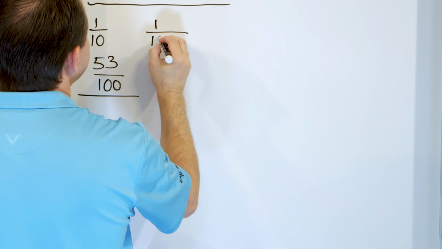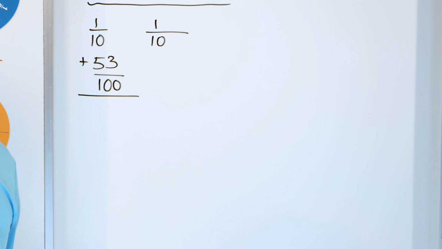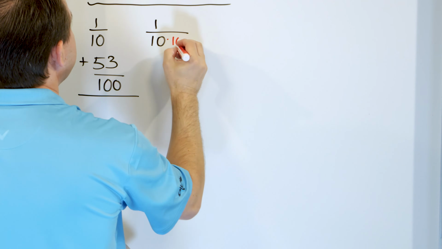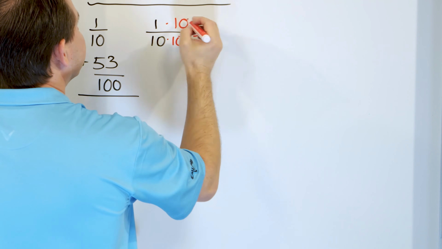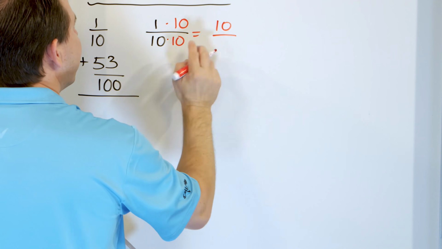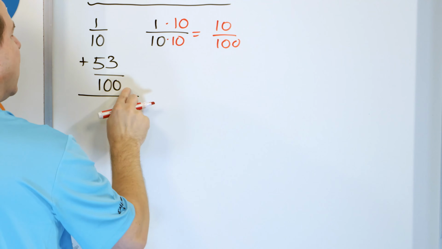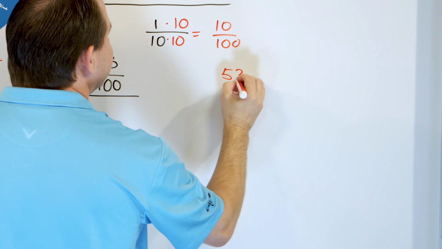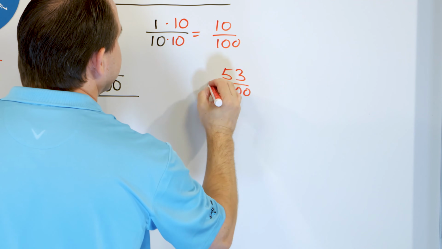So I'll start out with the 1/10, and I'm going to multiply this by 10 over 10. On the top, I'll have 10. On the bottom, I'll have 100. So I now have a common denominator. I'm adding to that 53 over 100.